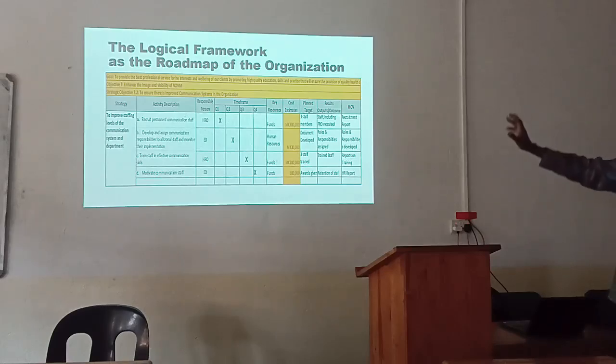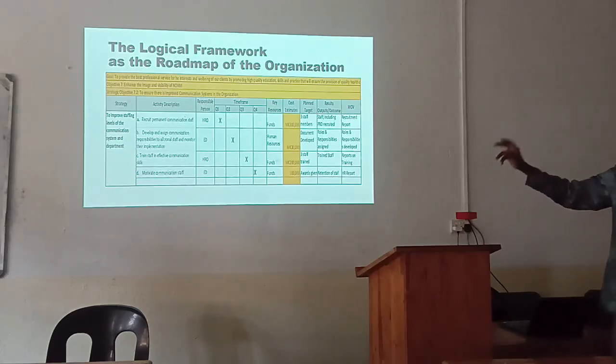Then you have to have targets. You remember targets? How are you going to measure when you have a plan? To make sure that that activity has been achieved, you measure it against a target. So here, the first one, 3 staff members must be recruited. The other one, documents must be developed. The third one, 3 staff members must be trained. The last one, awards must be given.